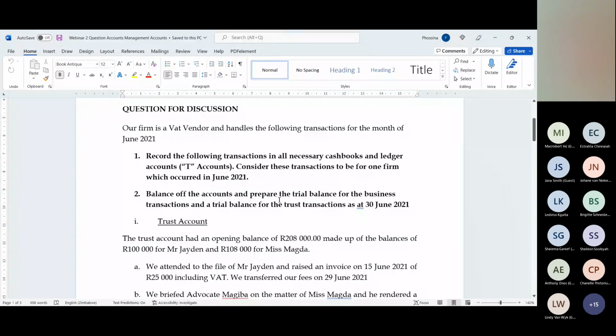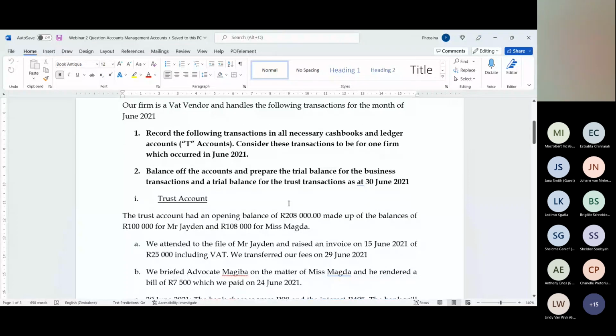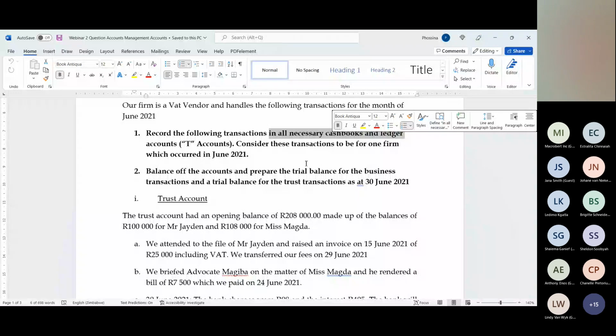So I'm happy that most people were clear on that, we just made an error. In this case, it's June 2021. The most important thing is for you to check what you record and which accounts you need to present. In our case, they need all the necessary cash books and ledgers, which means for every transaction we should see how it can be accounted for. It's double entry: how it fits in a cash book, or if it's ledgers, which ledger is affecting which other ledger. That's what we need to do.